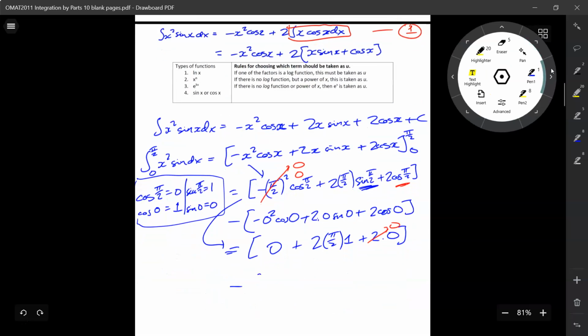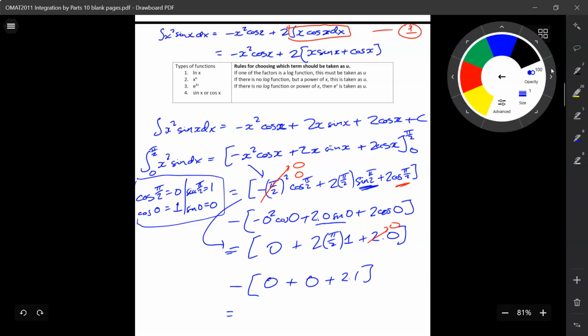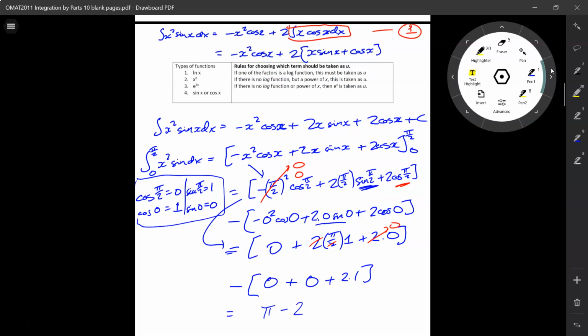And then we have minus, I now look at the lower limits. So obviously this one here is 0, this one here is 0, and this one is 2 times 1. So what we're left with here is, we look at it, that's pi, and here in the lower limit we have 2. So that gives us a final answer of pi minus 2.